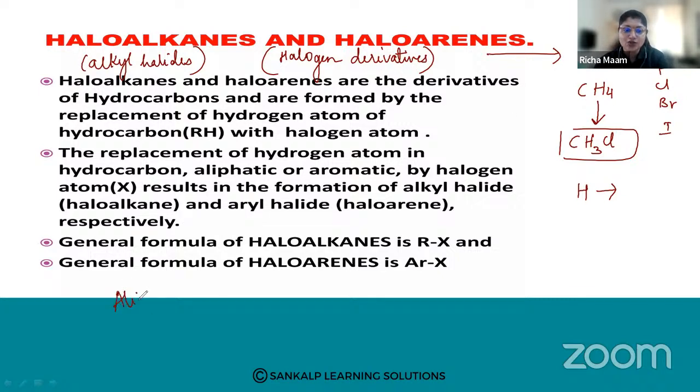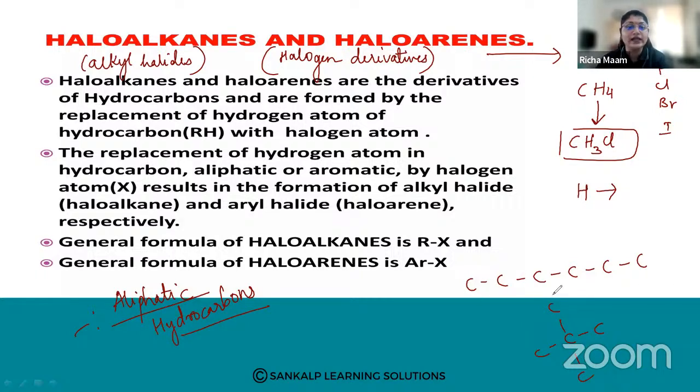aliphatic hydrocarbons. You might have studied aliphatic hydrocarbons in your first year, in the hydrocarbon chapter, and we also discussed them in our CET classes. We studied types of carbon compounds, aliphatic and aromatic. What do you mean by aliphatic? Here the carbon atoms are in a straight chain, or they might be in a branched chain system. This is called aliphatic.